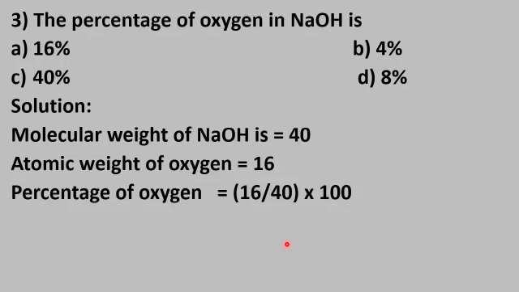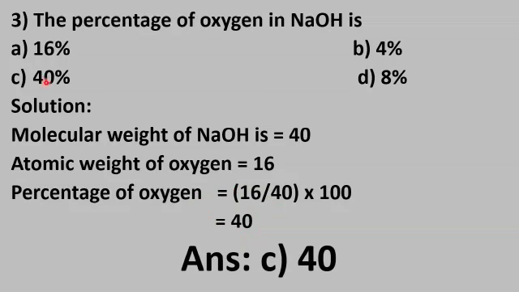So therefore here percentage of oxygen is equal to atomic weight of oxygen divided by molecular weight of sodium hydroxide into 100. So on simplifying you will get an answer of 40. Therefore the correct option is here option C, 40%.